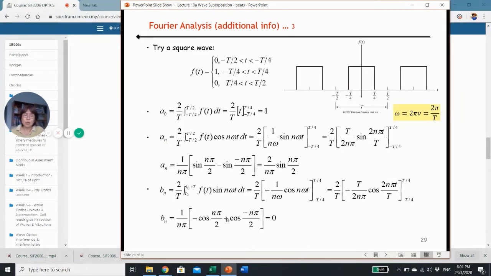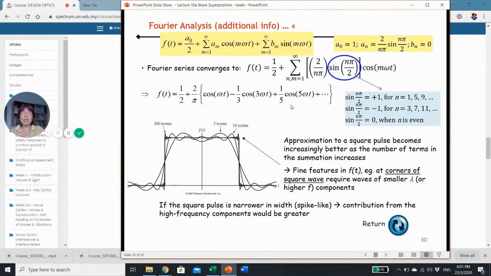However, you'll find that the cosine of n pi over 2 is 0. So in the end, this Bn term is actually 0. Using these results, we then put it back into this Fourier series. It will converge to A0 over 2, so that is half, plus, now this term is 0, so it's no more there, the summation over n, because just now we were representing n when we were trying to get the expression for the amplitude.